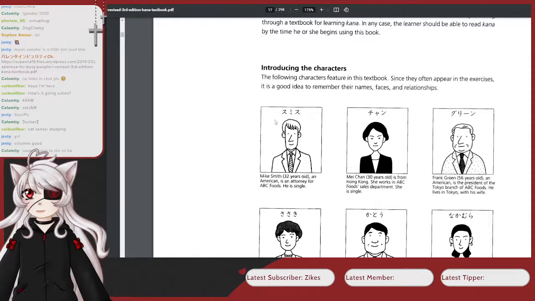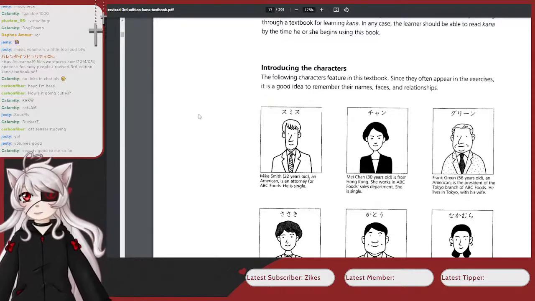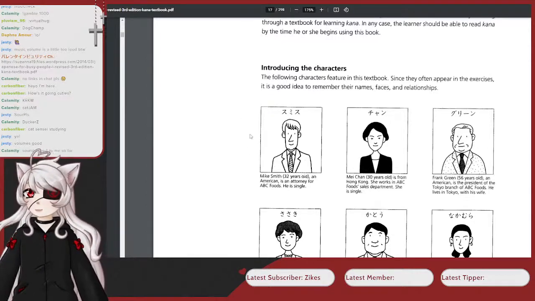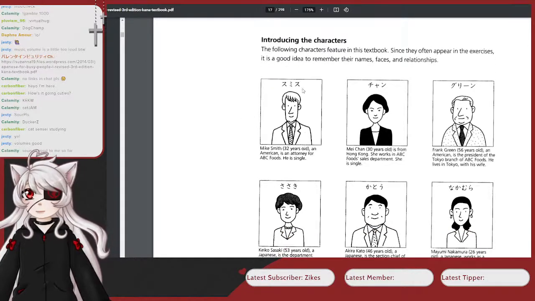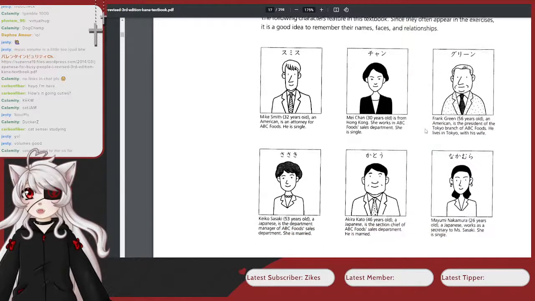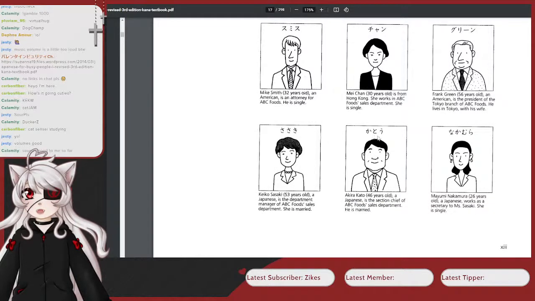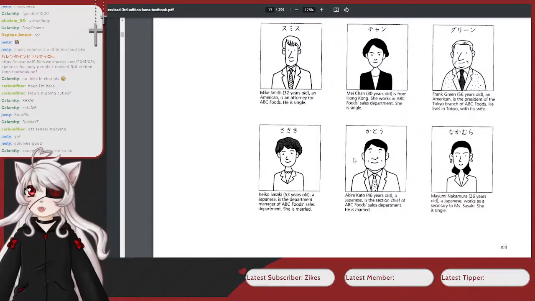So yeah, all of the names and everything is in kana. There'll be no Japanese in English or Romaji. So we have Sumisu, Mike Smith, an attorney, Chan from Hong Kong, works in ABC's Cell Department, Green, Sasaki, Kato, and Nakamura. Fortunately, it doesn't do any kanji to us in this book.